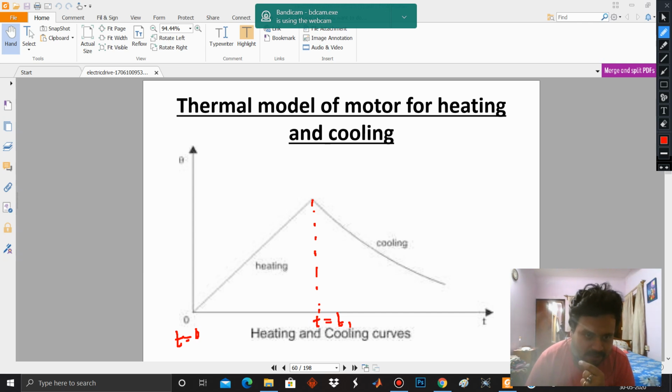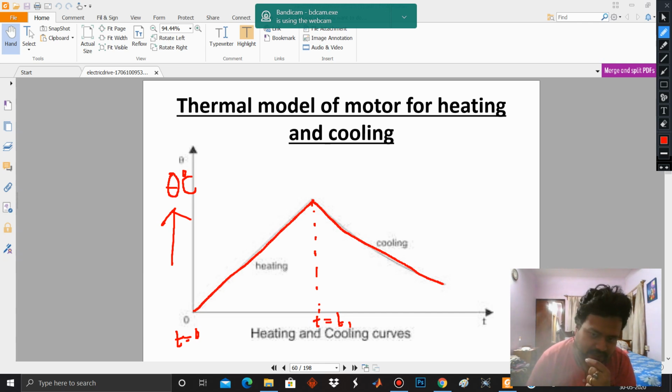So as a result, the temperature, which is denoted by theta, in degrees Celsius on the y-axis, will rise. So it is rising like this, and at t equal to t1, when it is turned off, the current through the conductors of the motor falls to 0, and eventually what happens? The motor cools down. This is known as the cooling curve. So there is motor heating, and secondly there is motor cooling.